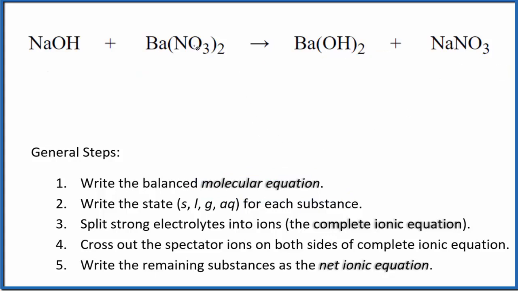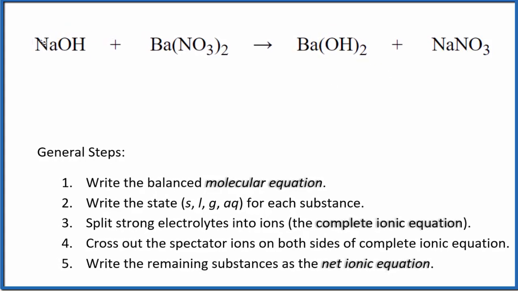So I can see right away that I have one hydroxide here and two hydroxide ions here. I'm going to put a 2 in front of the sodium hydroxide. So that balances the hydroxides. Now I have two sodiums here. Let's put a 2 here in front of the sodium nitrate, which balances the sodiums. Two nitrates here, and we have two nitrates here, barium and barium. So that's the balanced molecular equation.